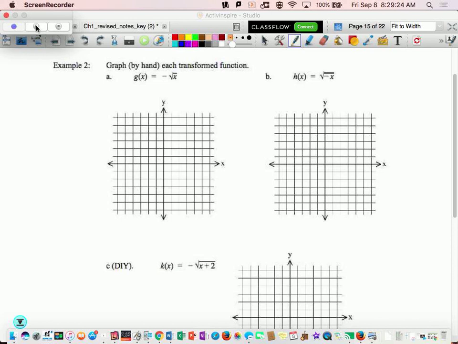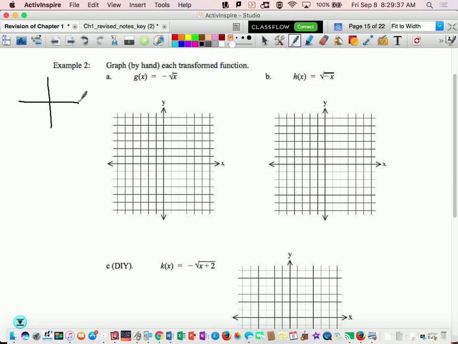All right, so right now they don't want you to just type it in and use your calculator to get it done. It should be pretty easy. So we want you to kind of visualize what's happening. So our basic square root of x graph does this. Starts at 0, 0, just kind of goes up slowly, but goes out to the right forever.